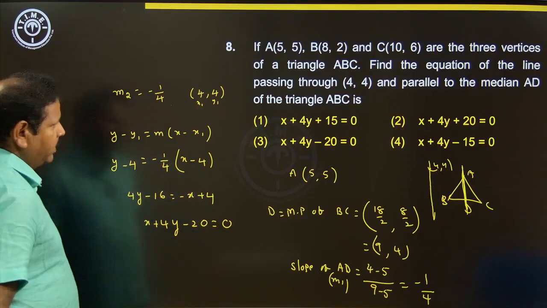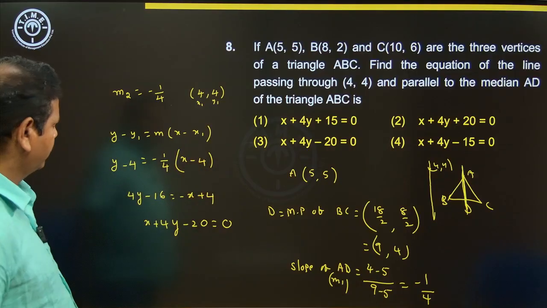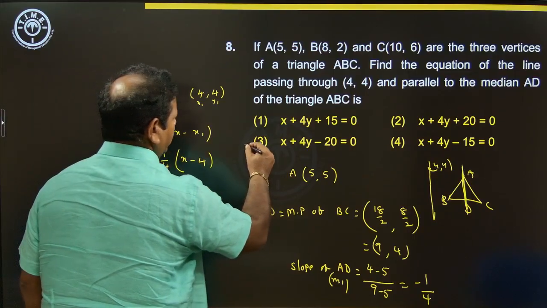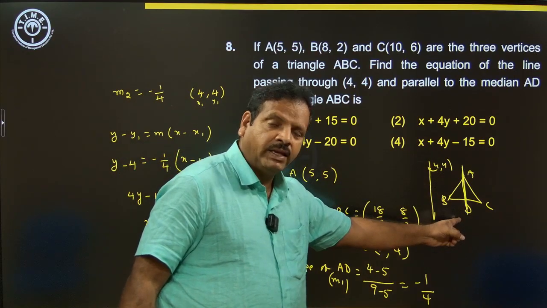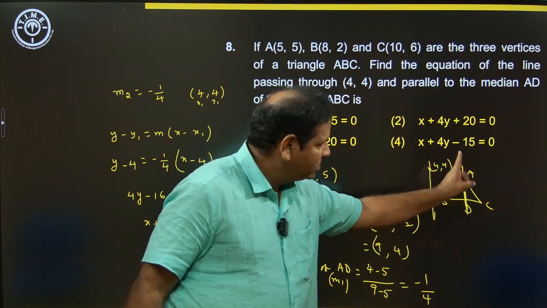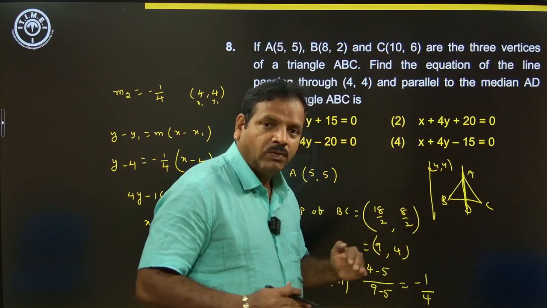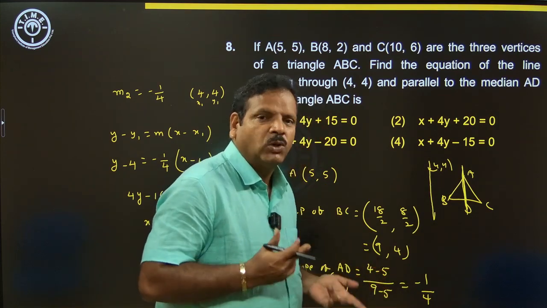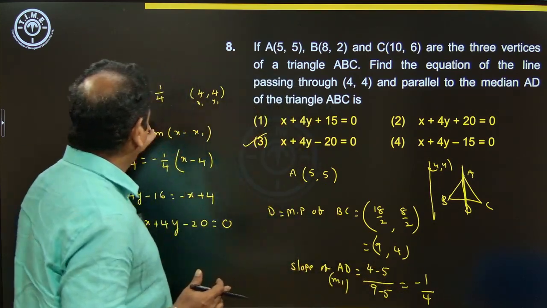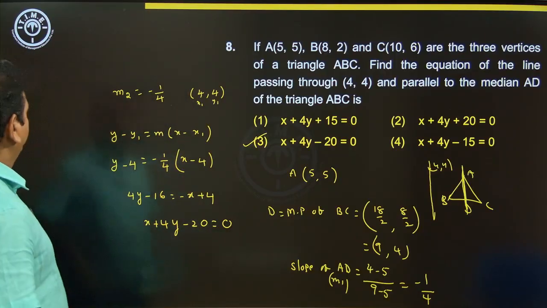This is the required line. x plus 4y minus 20 equal to 0. Which option is that? Third option. x plus 4y minus 20 equal to 0. ఎలా క్యాలిక్యులేట్ చేశారు? స్లోప్ ఆఫ్ ఏడీ తెలిస్తే, D is nothing but midpoint of BC. స్లోప్ ఆఫ్ ఏడీ క్యాలిక్యులేట్ చేయండి. Required line is parallel to that. With the help of that, we can come to know our required slope, minus 1 by 4. Taking that slope and point, write the equation of a line. Okay.